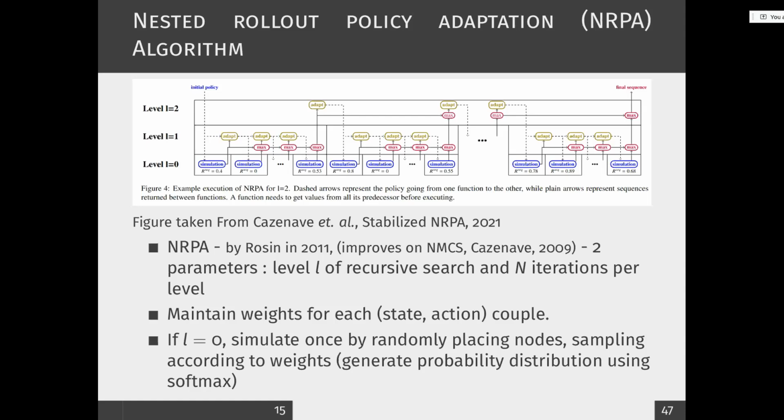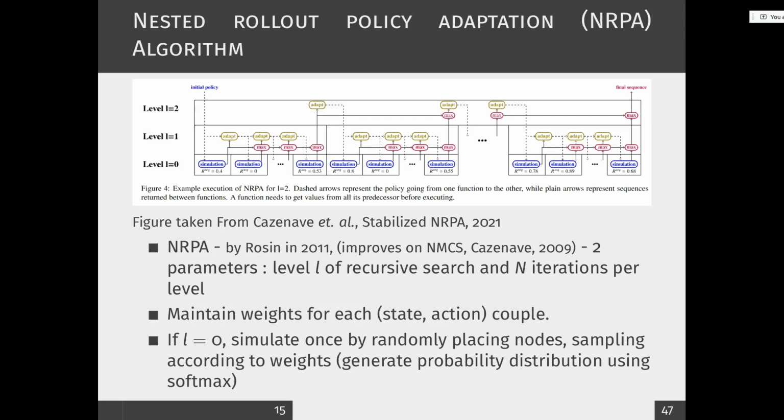So for example, we start with an initial policy. So all the weights of all the states are set to 0, and we make a level 2 call. So the level 2 call will make a level 1 call, which will make a level 0 call. We are at level 0, so we do a simulation. So at first, the simulation is completely random because all the weights are 0, and we get some reward for this first sequence of actions, say here 0.4.